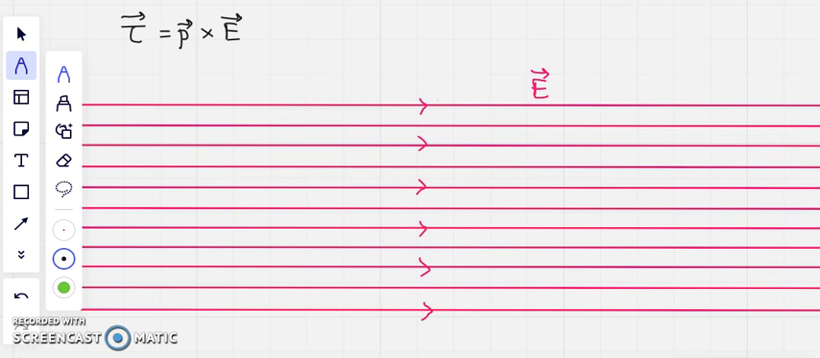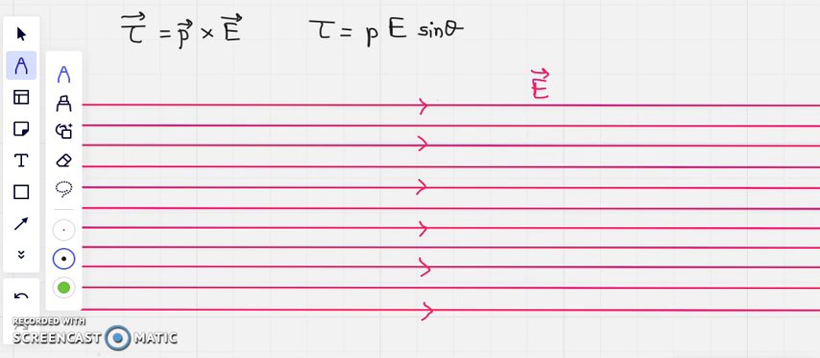Now a cross product is equal to 0 when the angle between the two vectors is either equal to 0 or 180 degrees. Another way to think about it is to remember the magnitude for cross product. Magnitude here is going to be equal to P times E times sine theta, theta being the angle between the dipole moment vector and the electric field vector. Now, when is sine theta equal to 0? Sine theta is equal to 0 when theta is equal to 0 or when theta is equal to 180 degrees.